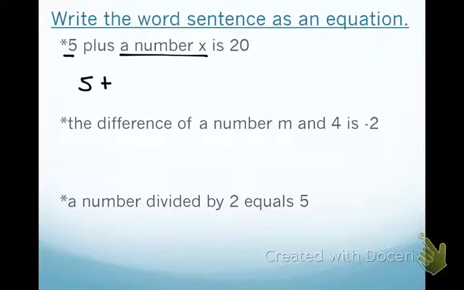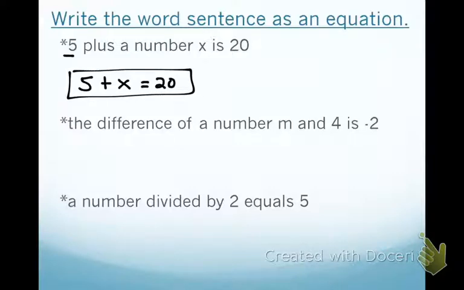So what am I going to write? I'm just going to put an x. What does this word mean? Equals. Equals, and then what? 20. So that's it. All it asked us to do, it didn't even ask us to solve it. It just simply said, write the word sentence as an equation.